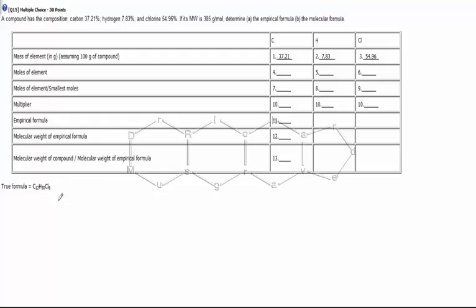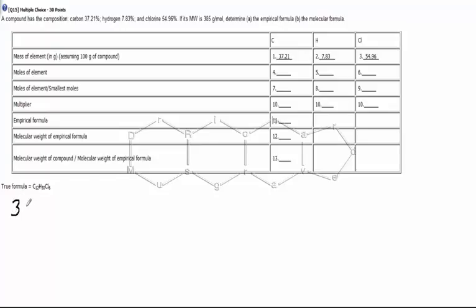Alright, so we're going to start out with the percentages here: 37.21% for the carbon, 7.83 for the hydrogen, 54.96 for the chlorine. And if we have 100 grams of compound, then each of these can just be considered to be the number of grams we have in that compound.